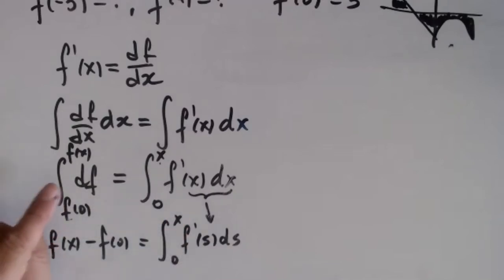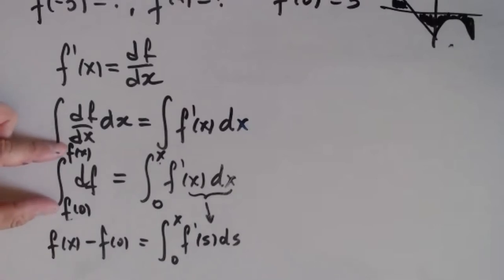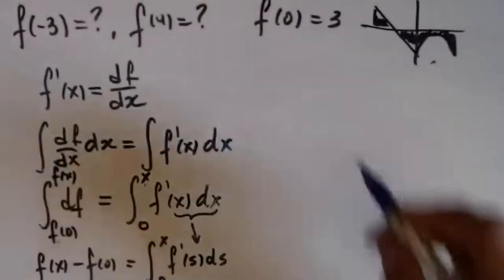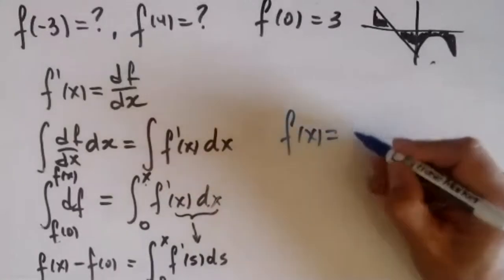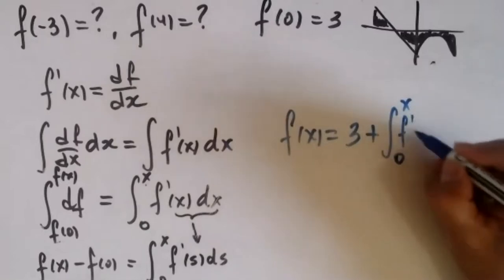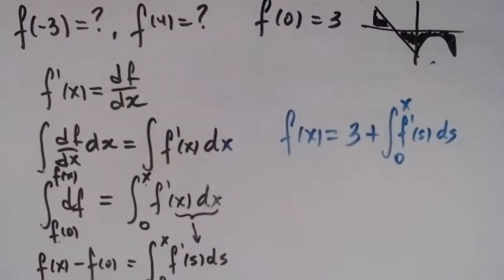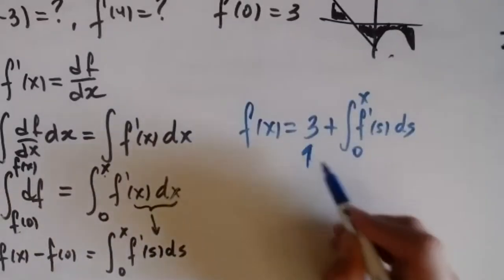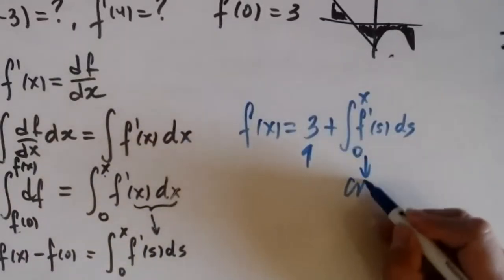And here, this cancels this, and then you have to evaluate f of x minus f of 0. Now, f of 0 is 3. So you have that f of x is 3 plus the integral from 0 to x of f prime of s ds. Now, from here, this is the initial condition, and this is the area.